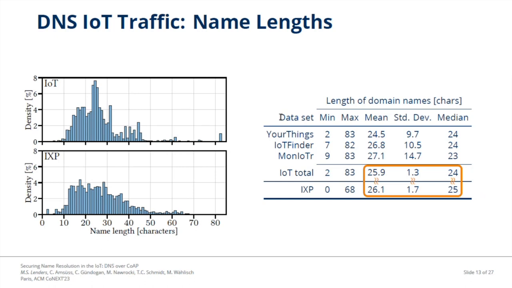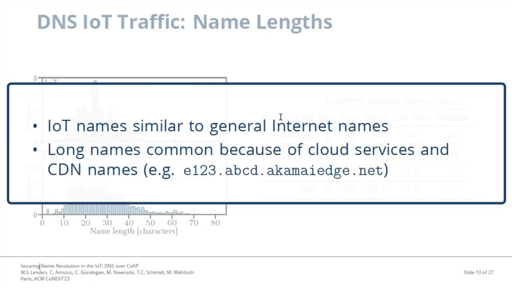you see also this high peak there around 24, but also in the minimums and maximums, we see that the IoT names actually are a little bit longer than the general internet traffic, which comes mostly because they typically request names for cloud services and CDNs, which take a form, for example, as with this Akamai name. But in general, they are very similar to the internet names, so we don't have to account that much for that in DNS over CoAP.